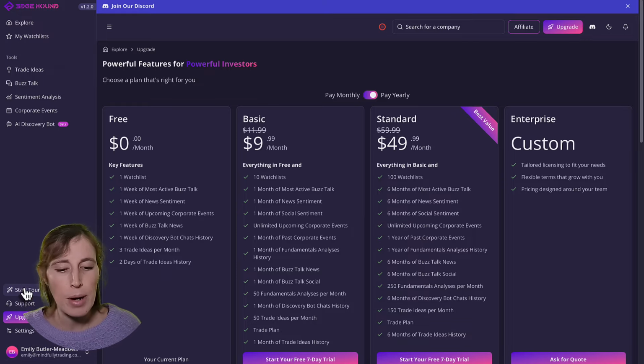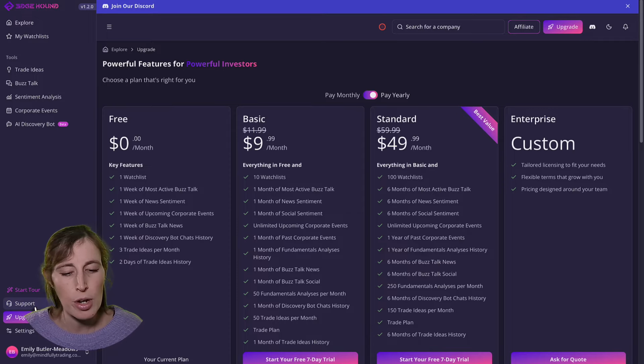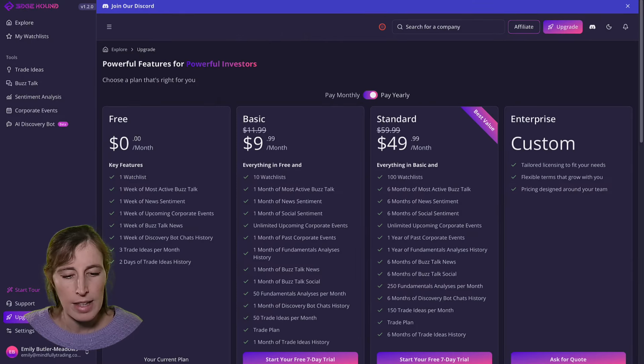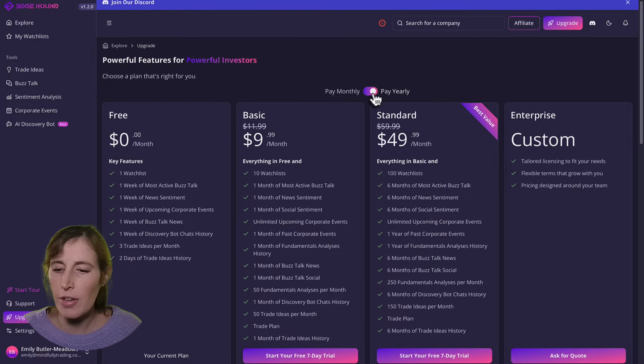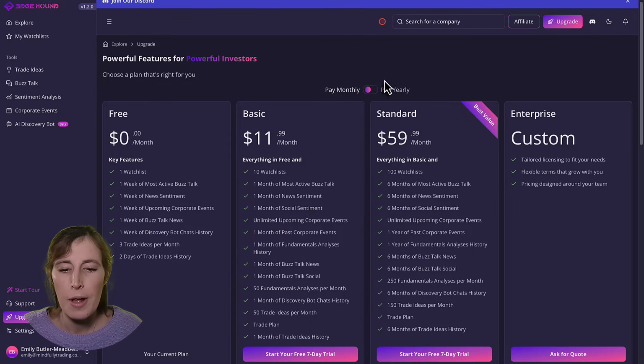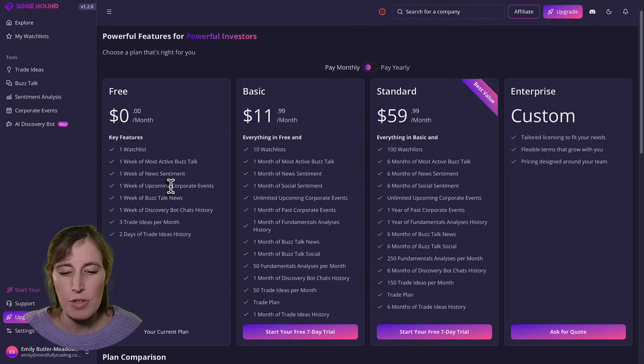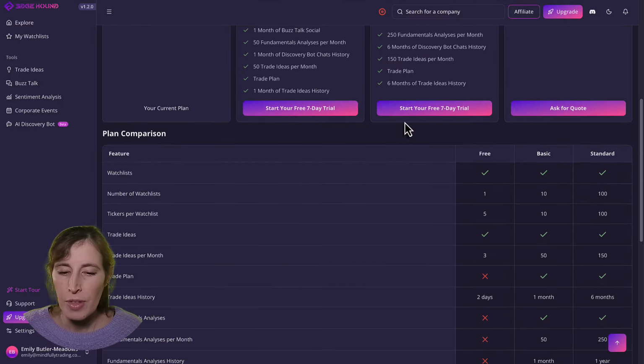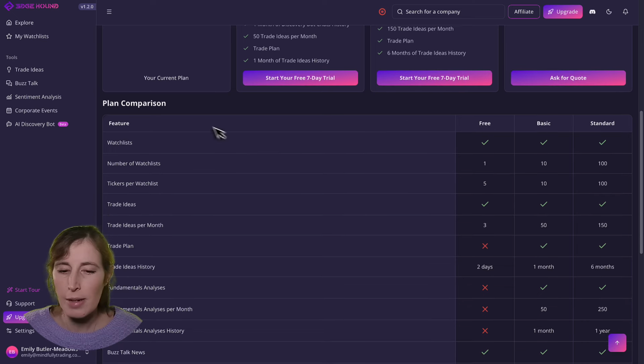I'm just looking at the bottom here, so we've got a support option if you need any support. And then the upgrade option. So these are the different packages available. I'm going to just click to monthly for now. Obviously, I'm currently in this free package. There is the basic package for just under $12 a month and the standard package for just under $60 a month. But scrolling down, it gives a really nice comparison here.